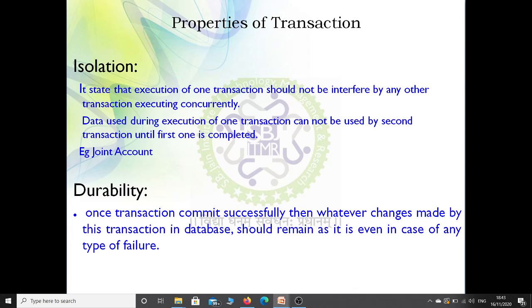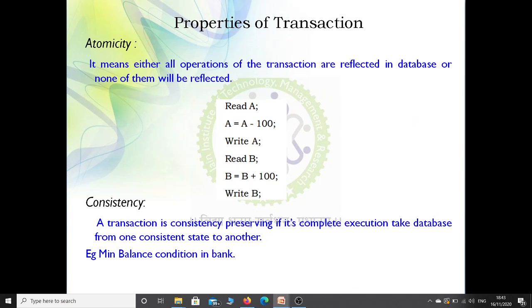And if the durability property is satisfied, who makes sure it is satisfied? The recovery mechanism, which we are also going to discuss. The recovery mechanism ensures the durability property of a transaction. And if the durability and isolation properties are satisfied, then the consistency property also gets satisfied. Now what is consistency? Consistency means accuracy. It's a measure of accuracy.